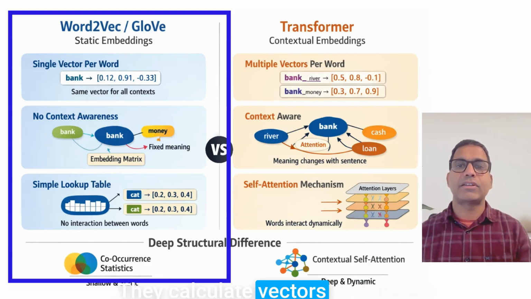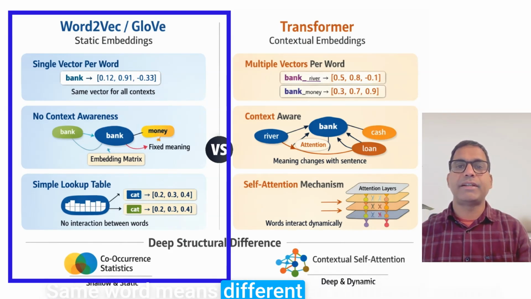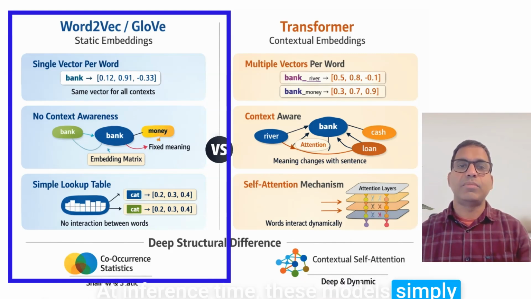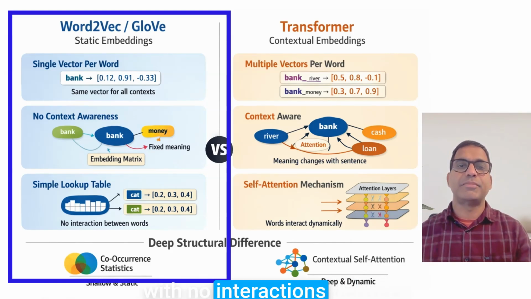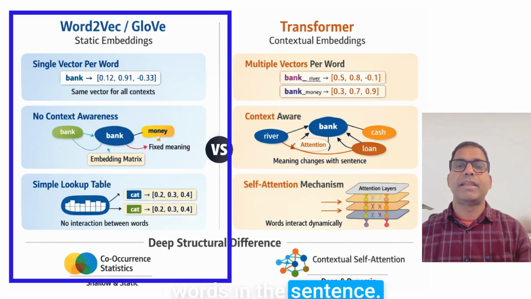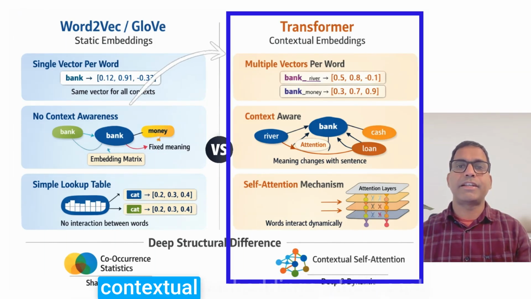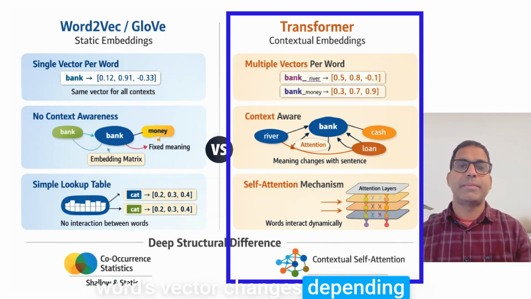They calculate vectors of different words that mean the same, which are mapped to close vectors. They do not handle the same word meaning different things in different contexts. At inference time, these models simply perform a lookup in an embedding matrix with no interactions between words in the sentence. In contrast, transformer models generate contextual embeddings where each word's vector changes depending on surrounding words in a sentence.